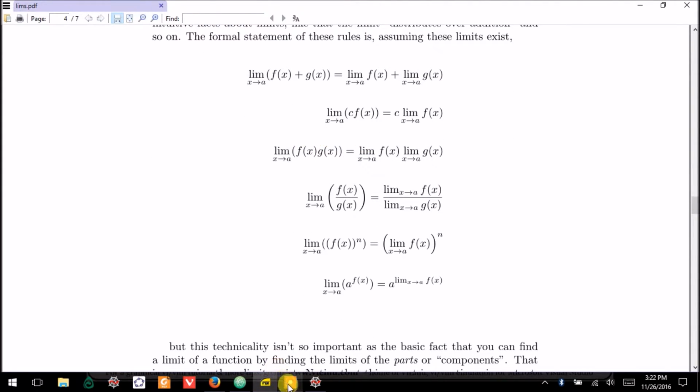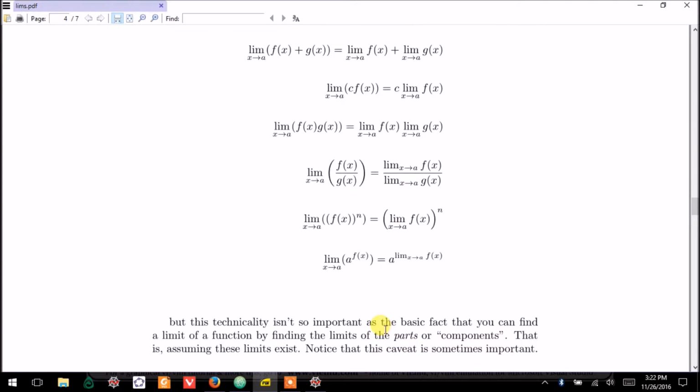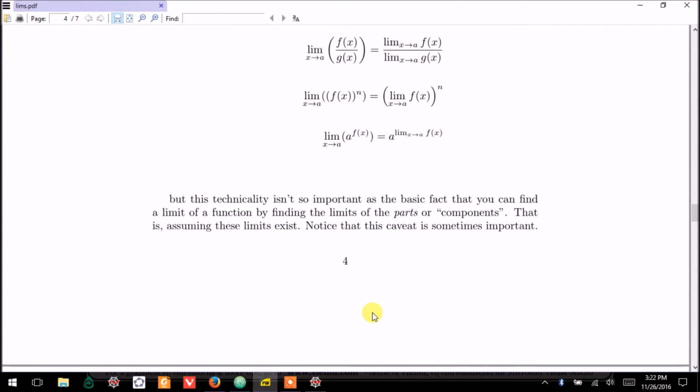Now, this is often useful when you also combine it with the fact that limits distribute, and you have all of these rules for limits. These rules are kind of hard to read, and the formal statement has to assume that every limit written here exists. But basically, they just tell you that to find the limit of a function, you can just find the limit of the parts of the function.